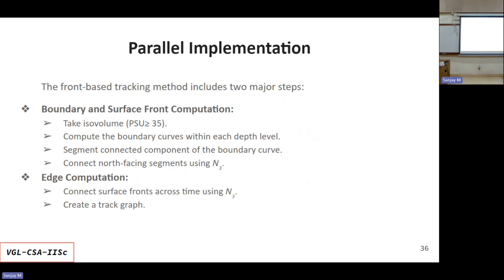So to understand how we implement it in parallel and fast, first I'll break down the whole front tracking algorithm into two major portions. One is where we compute boundary and surface fronts. Another one is where we compute edges, right?